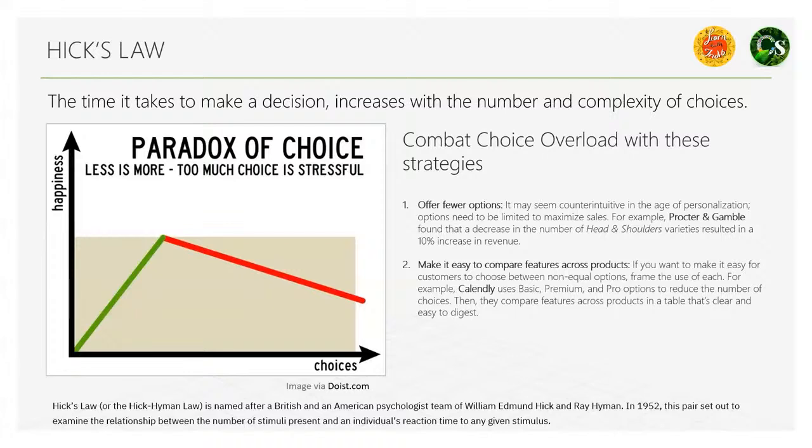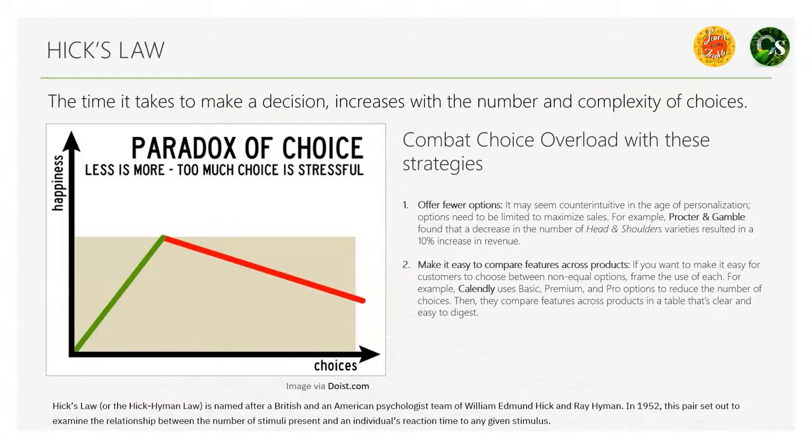Options need to be limited to maximize sales. For example, Procter & Gamble found that a decrease in the number of Head & Shoulders varieties resulted in a 10% increase in revenue. So they reduced the number of Head & Shoulders varieties. People got less confused and their sales rocketed by 10%.